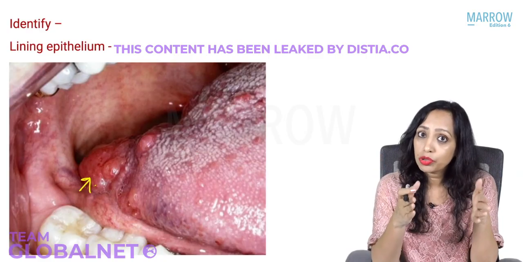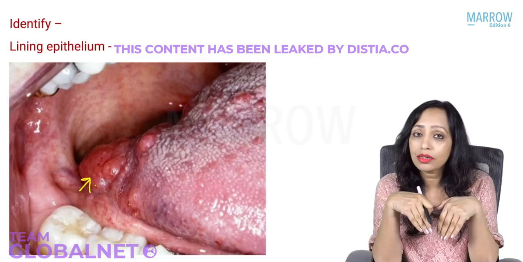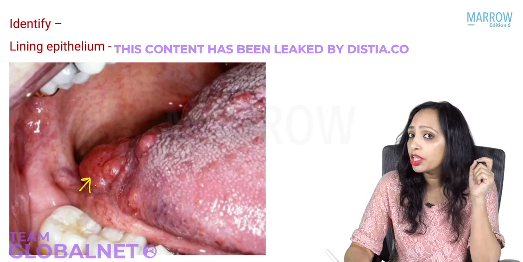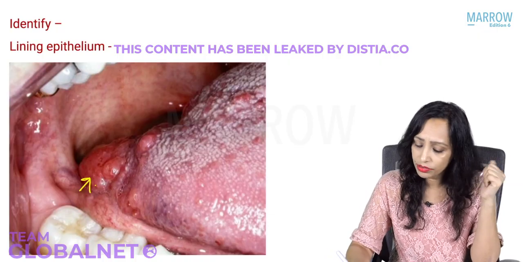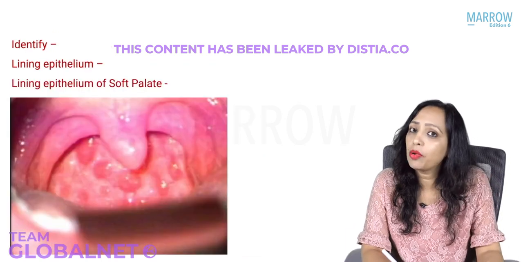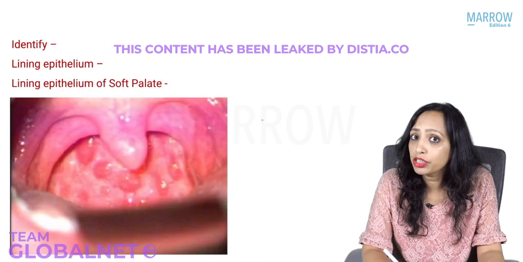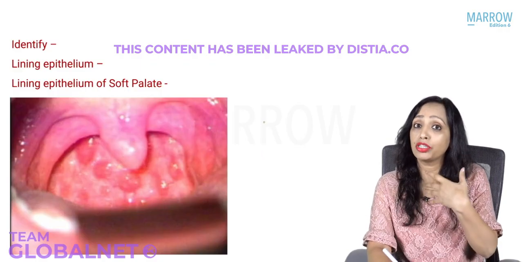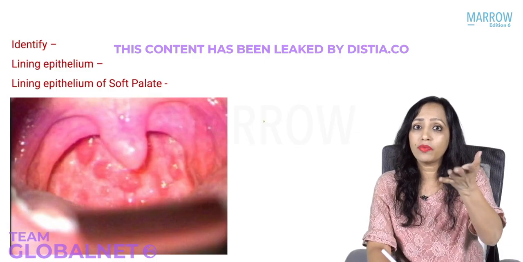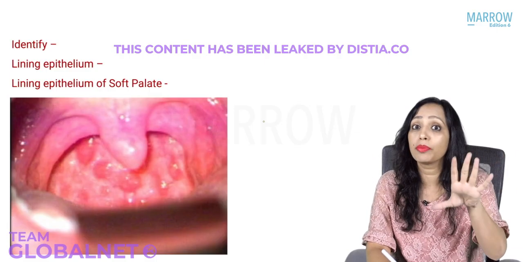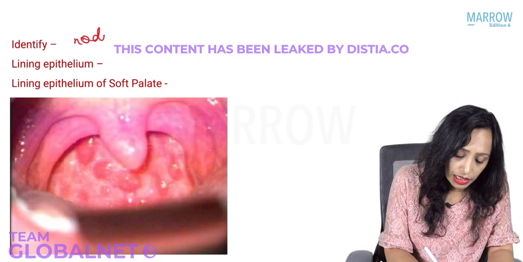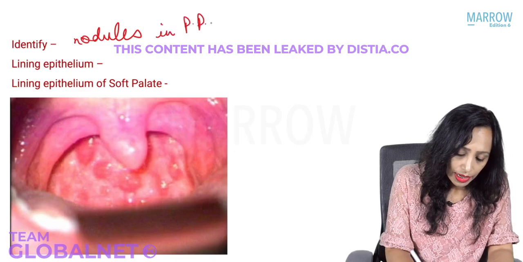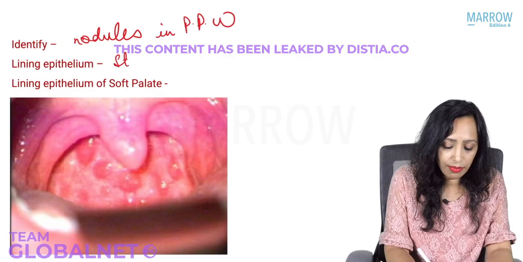So yes, if anybody comes to you with this complaint, you know what this is. Is this cancer? No, this is how the lingual tonsils appear. Can you tell me the lining epithelium of this? Yes, this will be stratified squamous. And can you identify what this is? Yes, these are the nodules in the posterior pharyngeal wall, which we usually see in patients of pharyngitis. Whenever we depress the tongue, what we see are these congested nodules in the posterior pharyngeal wall, and the lining epithelium we know, yes, it is stratified squamous.